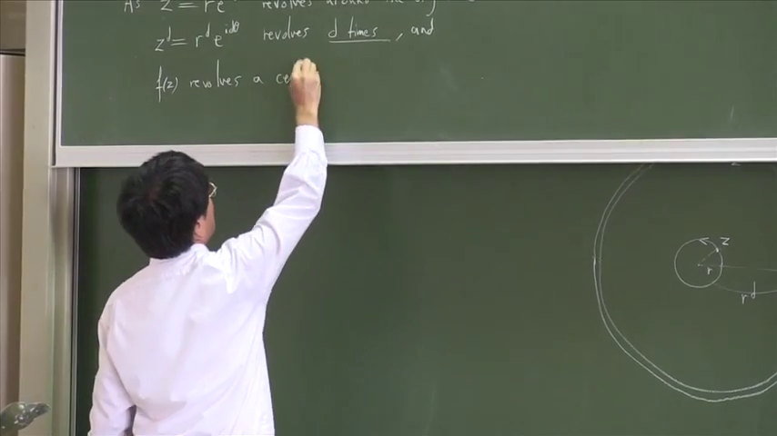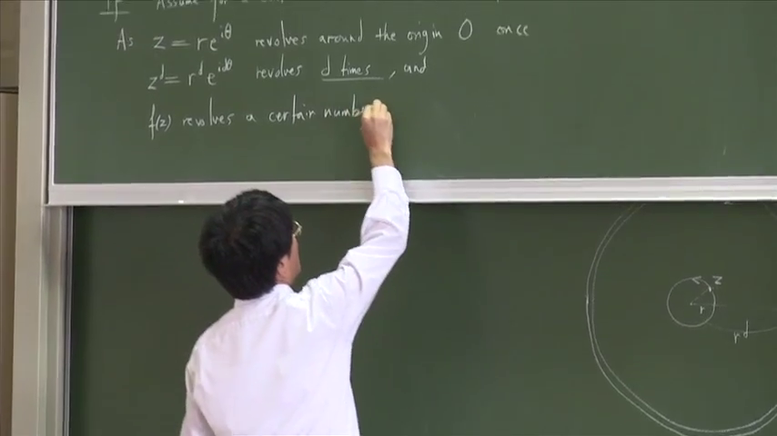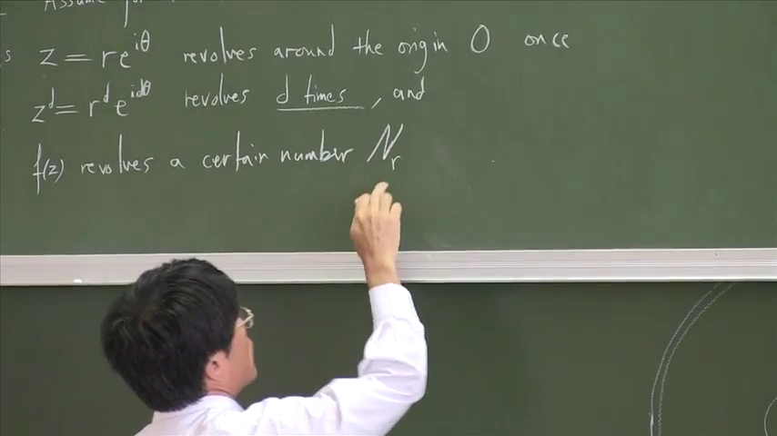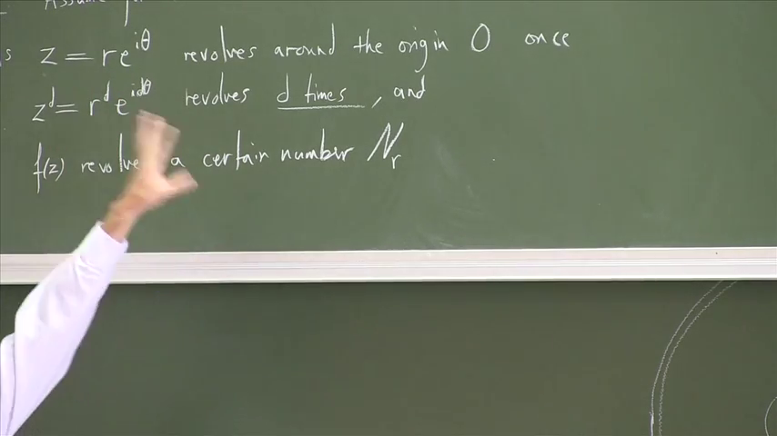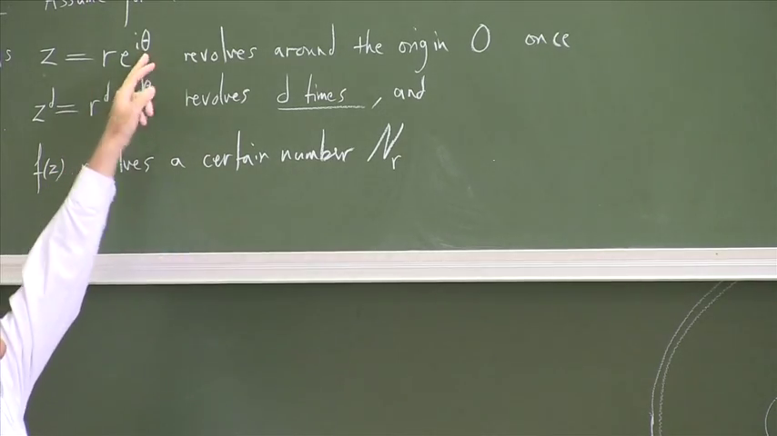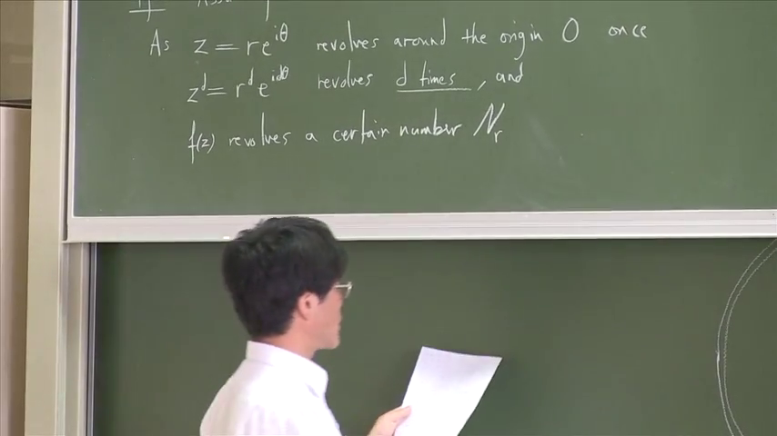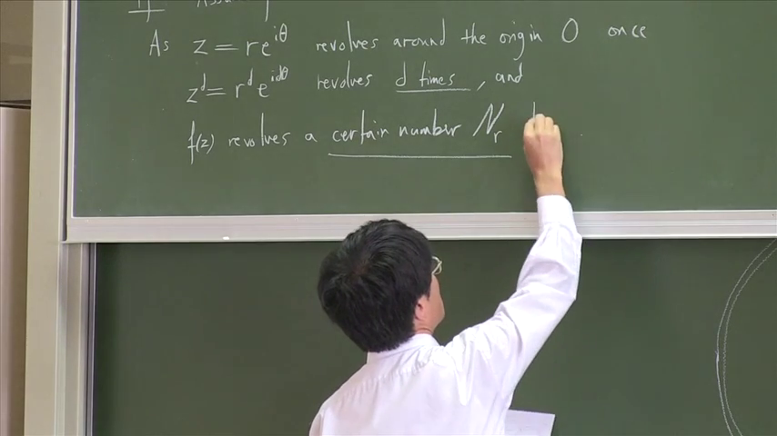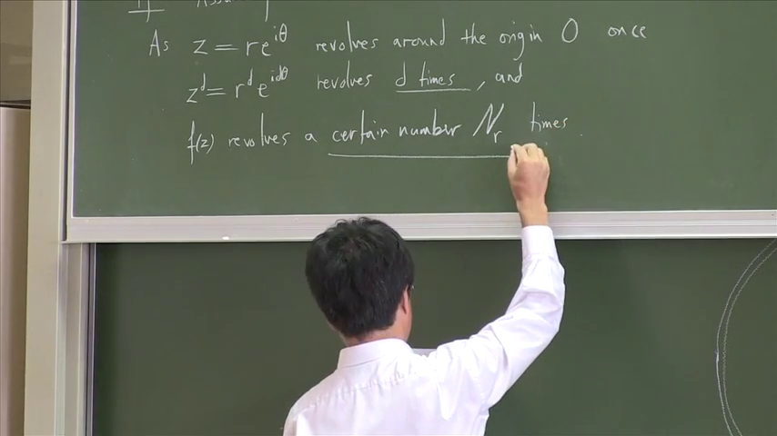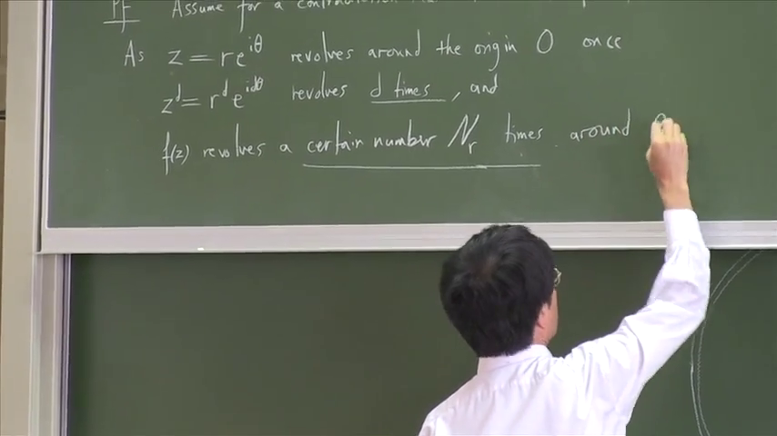a certain number, which we shall call n_r, because it depends on r. You see, if r is different, maybe f is going to be different. But it doesn't depend on theta, because I'm going around once anyway. So a certain number, n sub r times around the origin. Okay.